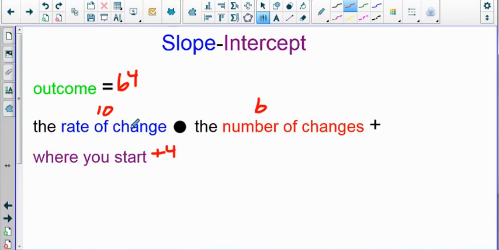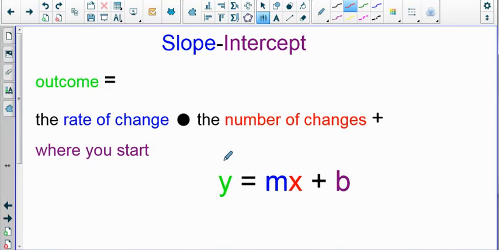The outcome is found by the rate of change times the number of changes plus where you start. Where you start is the intercept. That's why it's color-coded like that. Slope, where you start. Okay. What that looks like is the outcome, y, is found by the rate of change, m, that's slope, times the number of changes. Well, the number of changes is x. And then where you start is b. That's the intercept. You really need to understand this slide right here.